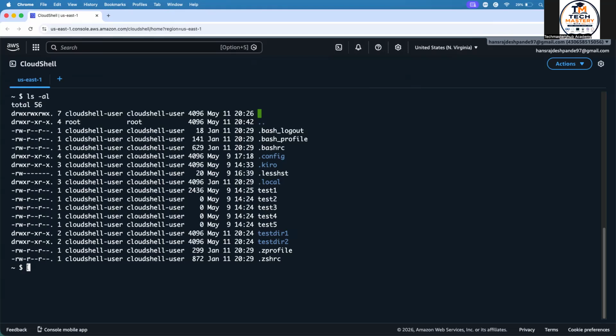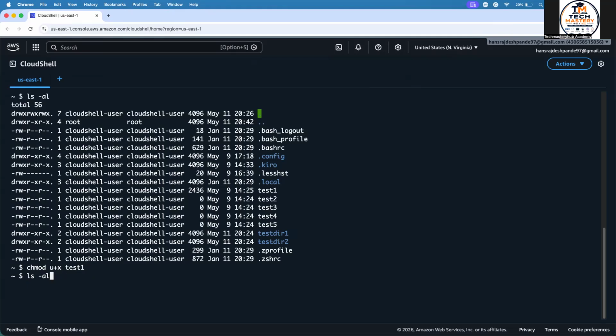How will we change it? chmod, then u plus x and test1. So what will happen? The user will get the execute authority, because currently execute authority is missing here, right? In test1, there is no execute authority. So let me run this command.